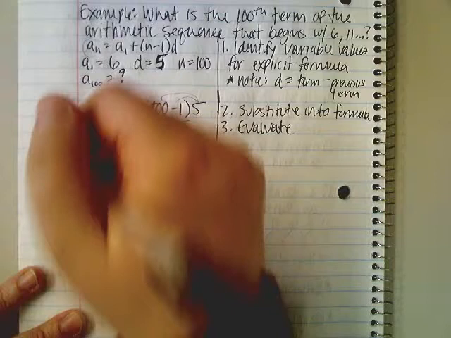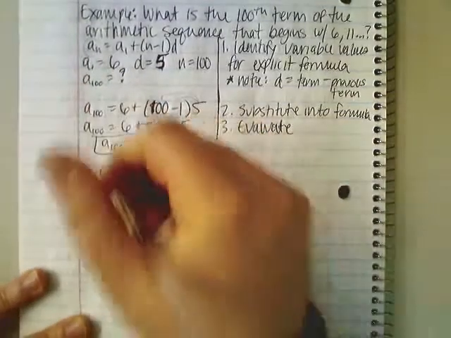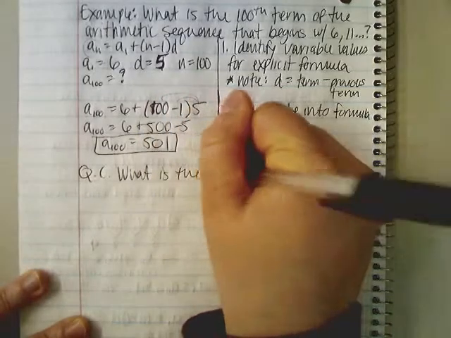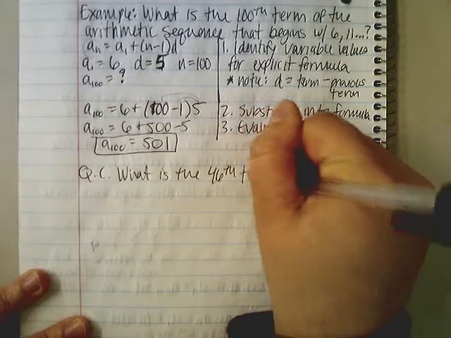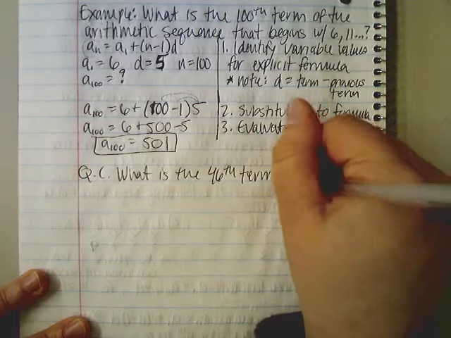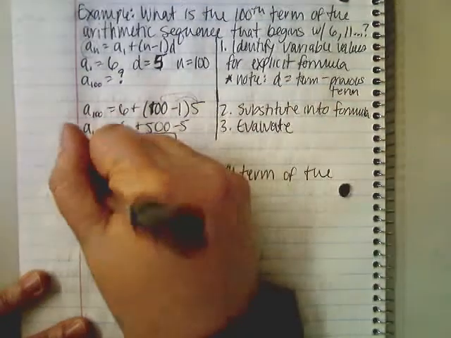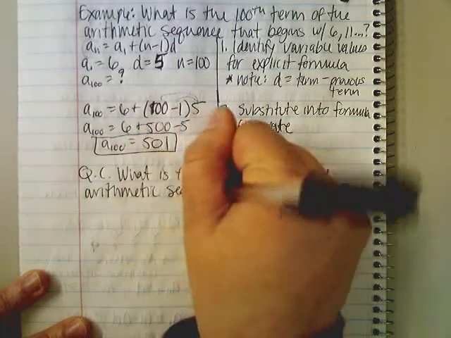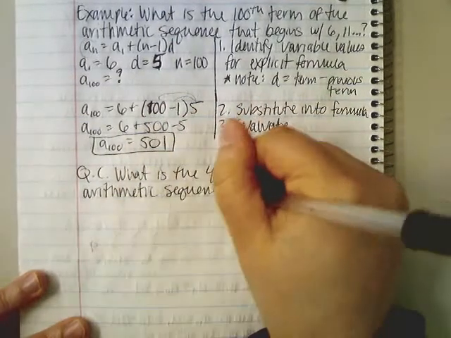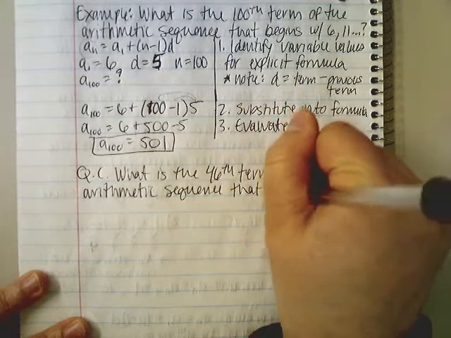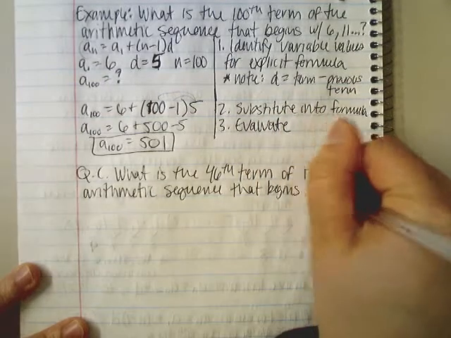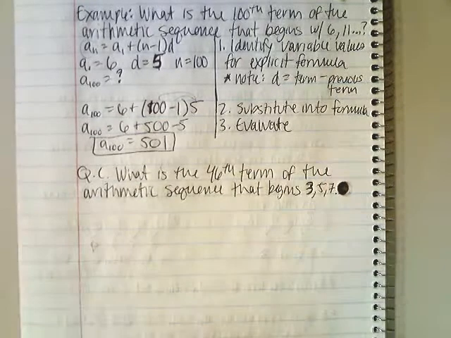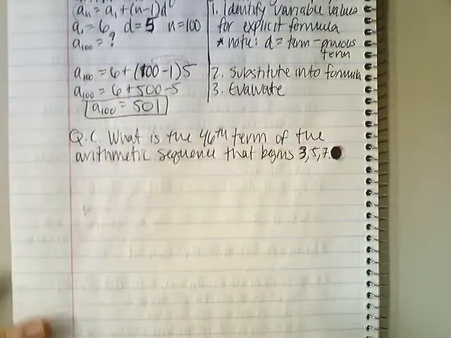All right, let's do a quick check on that really fast. So what is the 46th term of the arithmetic sequence that begins 3, 5, 7 and continues on? So 3, 5, 7. Try that out on your own. I'm going to go over it now.